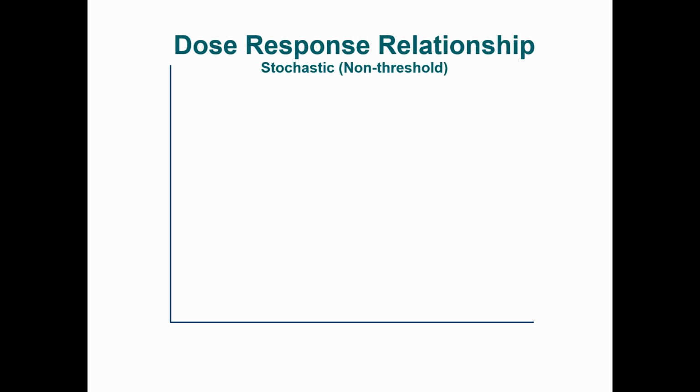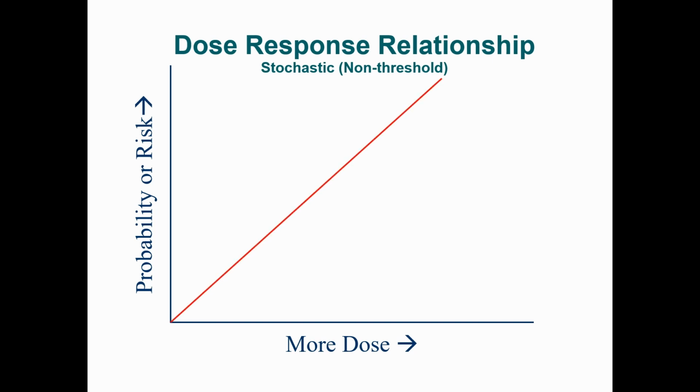Let's take a look at how stochastic effects look from a graphical viewpoint. For this graph, the x-axis represents an increase in dose from 0 to some maximum value. The y-axis depicts the likelihood that a particular effect will occur. It is a percentage of risk increase and also begins at 0. The curve starts at 0 on both x and y axis and steadily increases from that point. There is no dose where an increased risk is not possible.